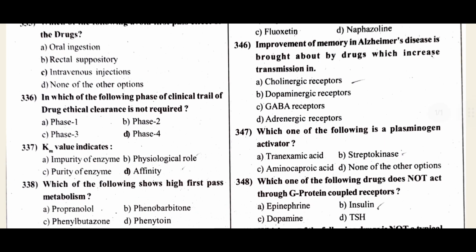Which one of the following is a plasminogen activator? Option A tranexamic acid, option B streptokinase, option C aminocaproic acid, option D none of the above. The correct answer is option B, streptokinase.